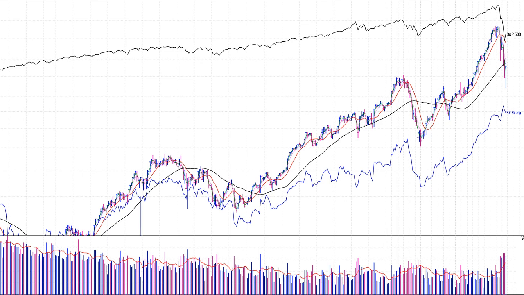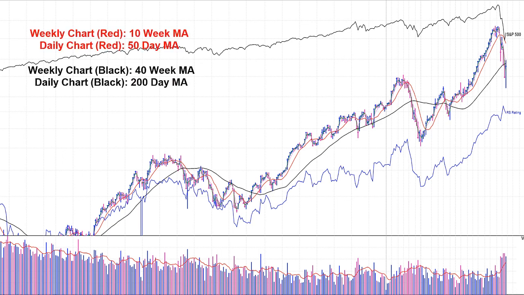So I'm going to show you the criticality of the 10-week moving average on a weekly chart or the 50-day moving average on a daily chart. They're about the same thing, give or take a day or two, and they generally track each other. But if you look at a weekly and a daily, the weekly is going to take out a lot of the noise and really give you a good idea of the trend.